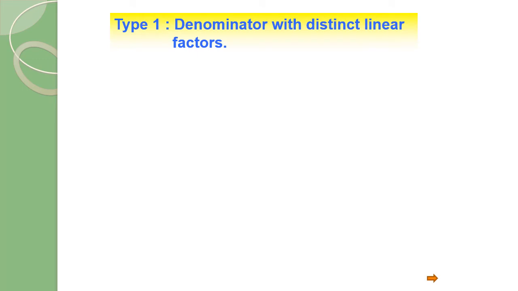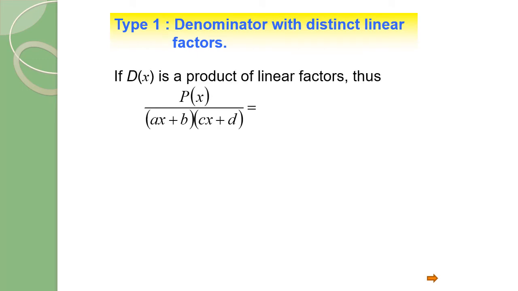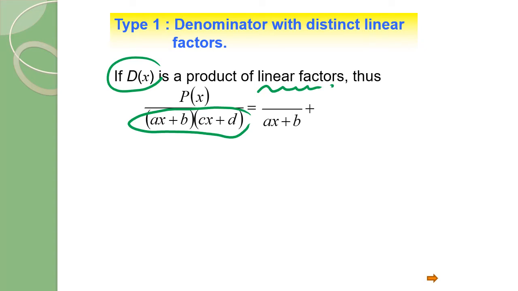Type 1, denominator with distinct linear factors. If D(x) is a product of linear factors. So what is D(x)? The divisor, the one you want to divide P(x) by, and everything at the bottom is a linear factor. So what can we do? We can write this single fraction into two separate fractions because we have two. This is 1, this is 2. So 1 will be over the first factor, which is ax plus b, and the second one will be over cx plus d, which is the second factor. And then what do we need to find? Just the numerators, the top ones, A and B.